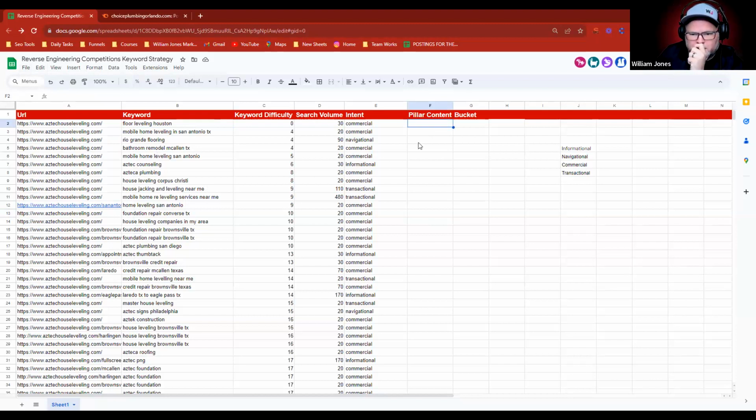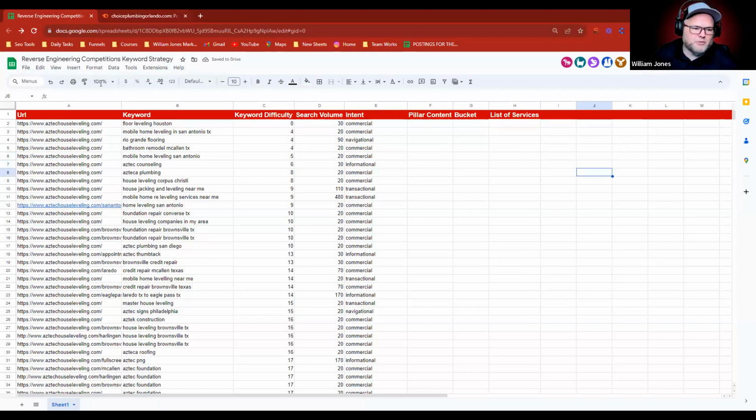So on pillar content, what we mean is, for example, a list of services. So what is a list of the services that they have? Also, this is just the different types of intent: informational, navigational, commercial, transactional. Same thing I have here, but pillar content.